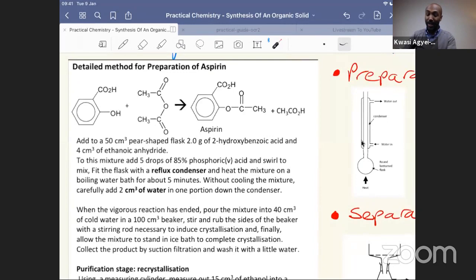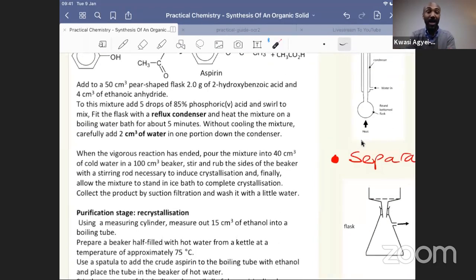Okay, so we're going to start our synthesis by adding 2 grams of 2-hydroxybenzoic acid to our pear-shaped flask, and to that we're also going to add 4 centimeters cubed of ethanoic anhydride. So we're using an appropriate reaction vessel. In this instance, we're using a pear-shaped flask, and so we're then going to add to that mixture a few drops of phosphoric acid. In this instance, you've got 5 drops of phosphoric acid, so a catalytic amount, and we're going to swirl the mixture to make sure it's all uniformly mixed.